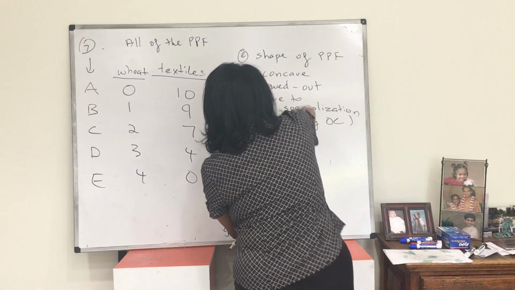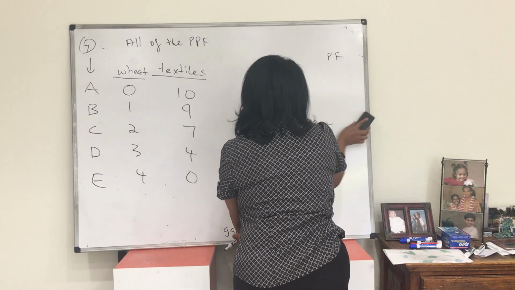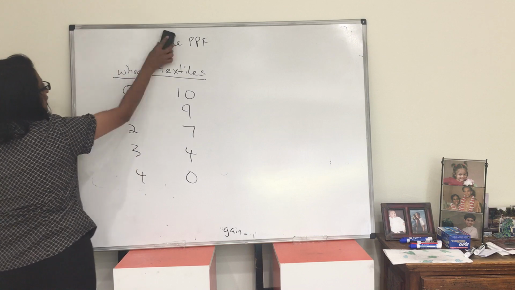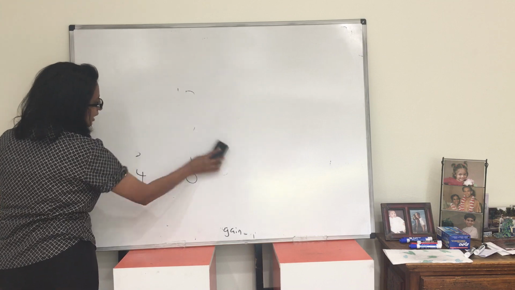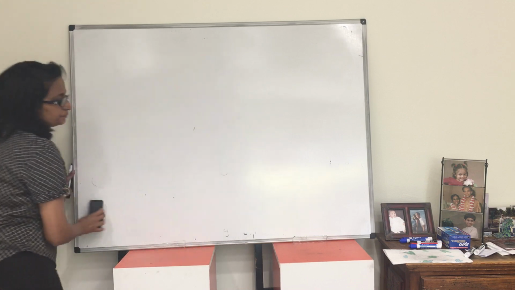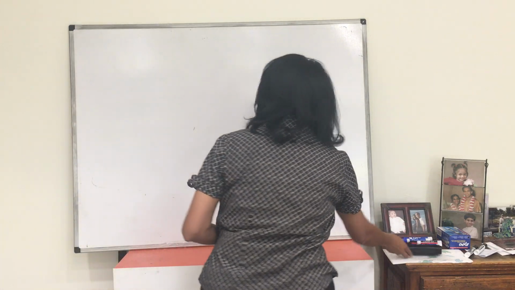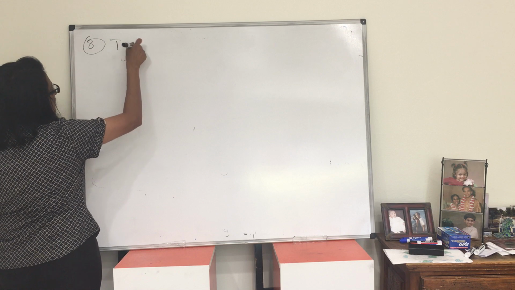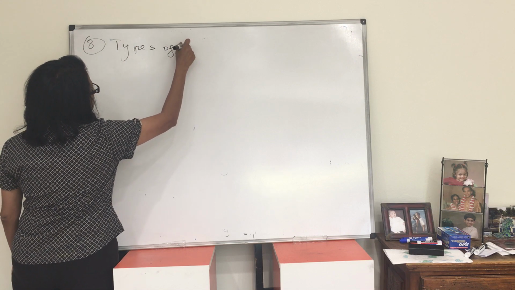All right, so we are done with this part of the lecture. Now let's go to the last part of the outline, which is number 8. I'm going to talk about different types of PPF.